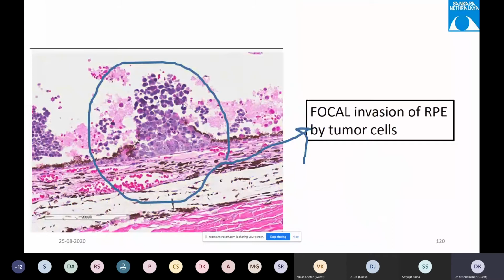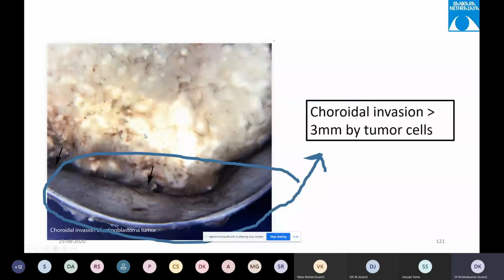And then you find here, this is focal RPE invasion by retinoblastoma tumor cells. This is the choroid and sclera. Tumor cells are invading the retinal pigment epithelium and trying to enter the choroid, but have still not entered the choroid. Here you find the tumor cells. You find this whitish thing here. This is diffuse choroidal invasion.